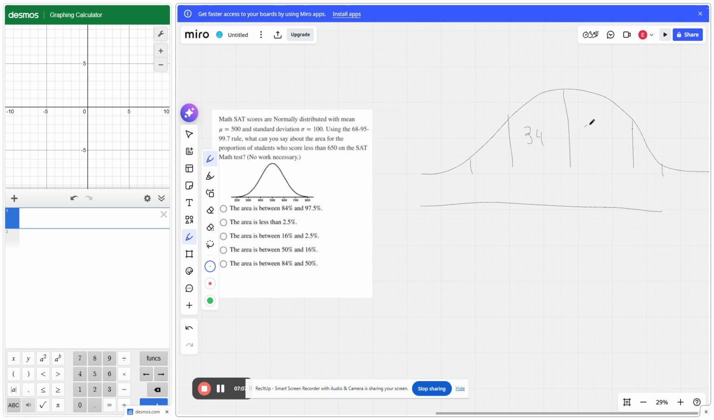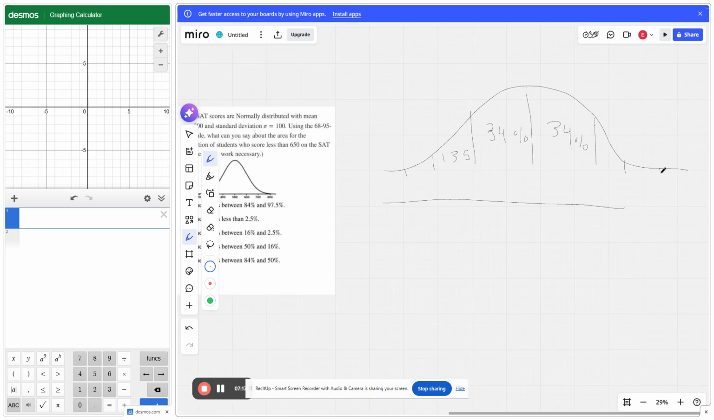anywhere from here to here would be 34% of the data. Anywhere from here to here would be 13.5. Actually, I forgot to make one more line. Anywhere from here to here would be 2.35. And the endpoint, if you add everything up, would be 0.15% of the data. So this is a rule you have to memorize. It's extremely important to statistics, especially for normal distribution.